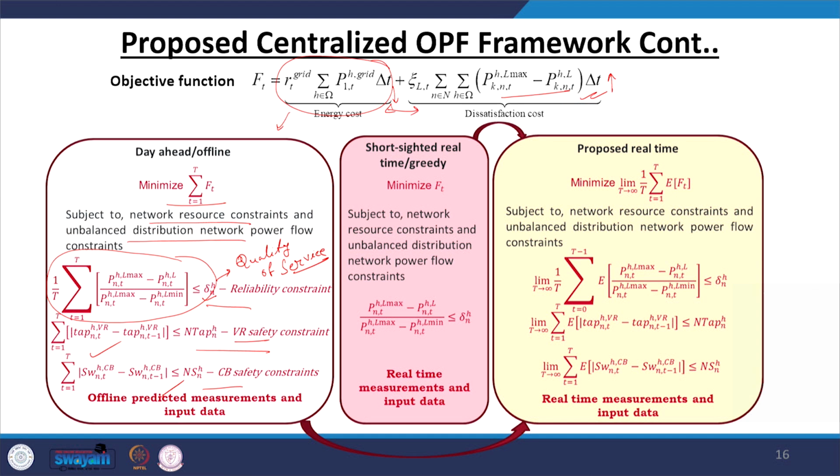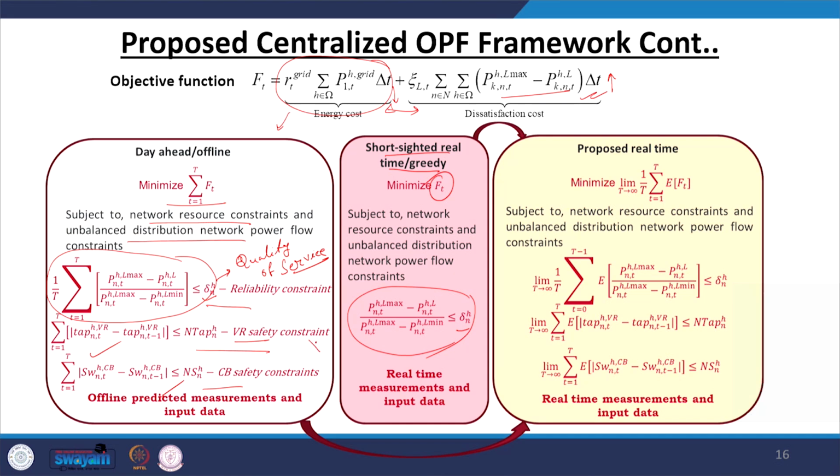But if you go with the traditional time-decoupled greedy algorithm, that will minimize the cost for that time step, and it will always try to keep the percentage of load shedding below the quality of service limit all the time. It is not trying to minimize over the total time; at every time step it will try to restrict the load shedding operation, and these two constraints it will not consider.